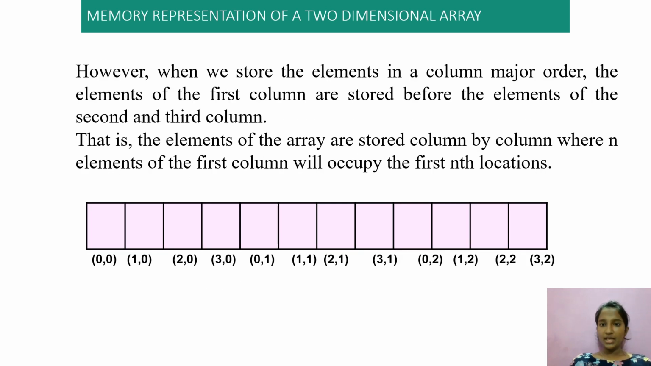However, when we store the elements in the column major order, the elements of the first column are stored before the elements of the second and the third column. That is, the elements of the array are stored column by column, where n elements of the first column will occupy the first n locations.